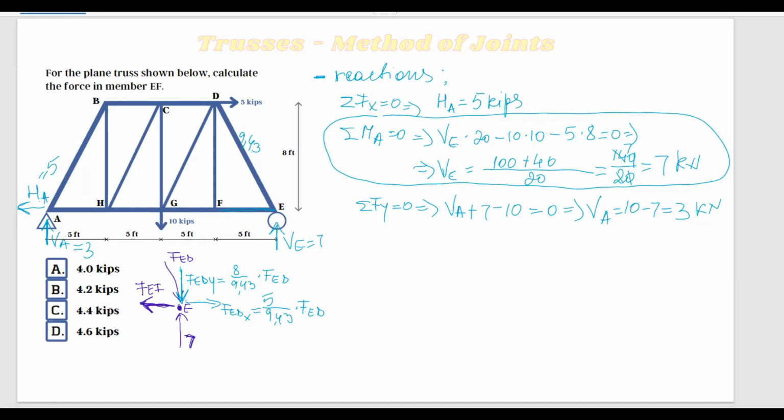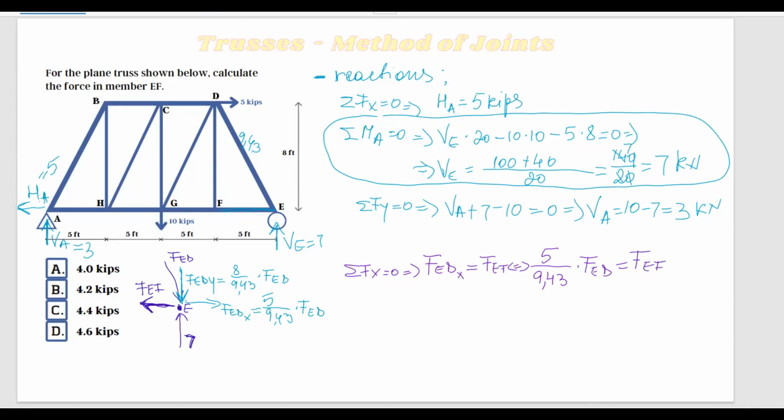Perfect. So now, in order to calculate the force in the members at this node, we're going to do sum of forces in the X and Y directions. Sum of forces in the X direction equals 0. We get FEDX equals FEF. And this is equivalent to 5 over 9.43 multiplied by FED is equal to FEF.